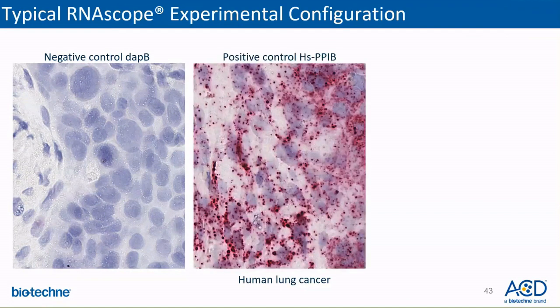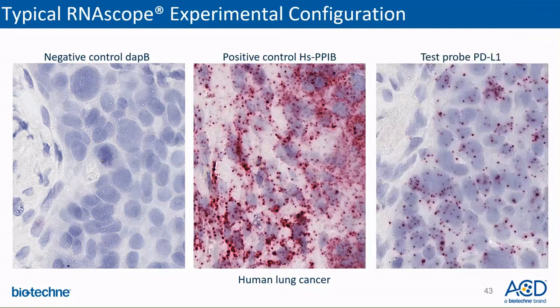This is a section from the same sample stained with the positive control probe PPIB. PPIB is showing strong signals that is fairly uniform across the section, indicating that the RNA quality is good. Now, this is a section stained for immune checkpoint marker PD-L1. Here we observe strong punctate dots indicating expression of PD-L1 in this tumor sample. Based on the control staining, we can be certain that the localized expression pattern seen here is real and specific.